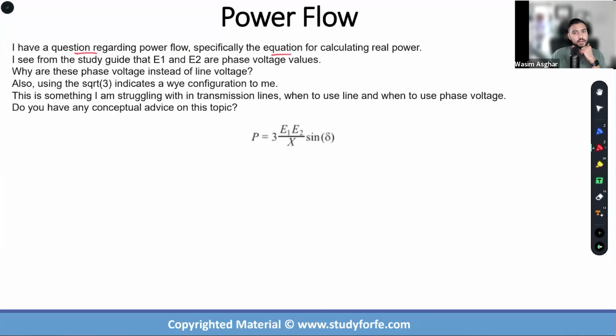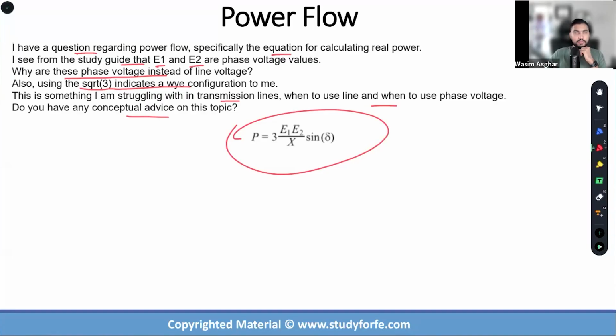So the student, a very good student of mine, is asking: I have a question regarding power flow, specifically the equation for calculating real power. I see from the study guide that E1 and E2 are phase voltage values. Why are these phase voltage instead of line voltage? Also, using the square root 3 indicates a Y configuration to me. This is something I'm struggling with in transmission lines. When to use line and when to use phase? Do you have any conceptual advice? And she included this formula.